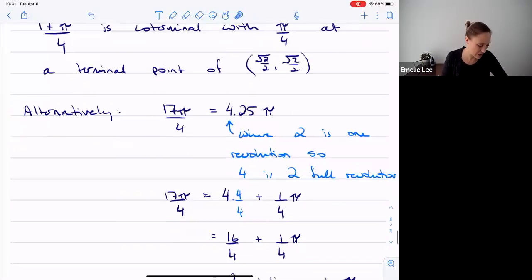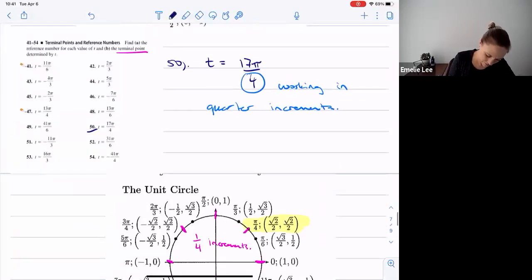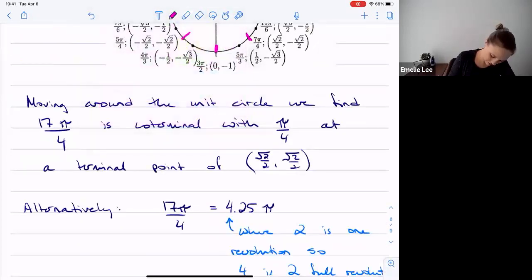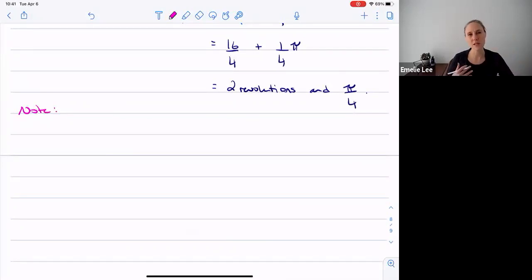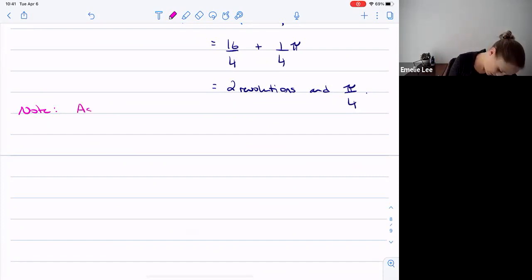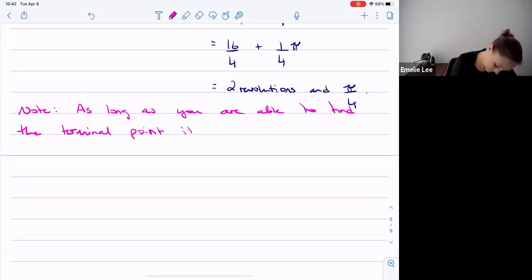I'm going to do a negative one. Maybe I'll make a note here of what I just said. Note: as long as you're able to find the terminal point, it doesn't matter how you got there, right? So as long as you are able to find the terminal point, it doesn't matter how you got there.